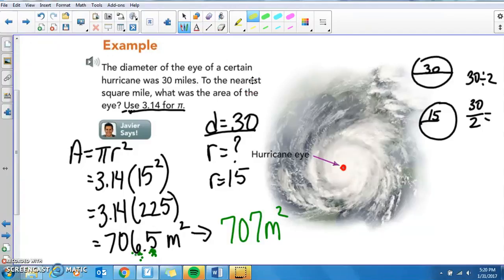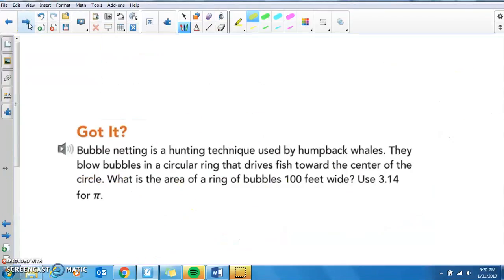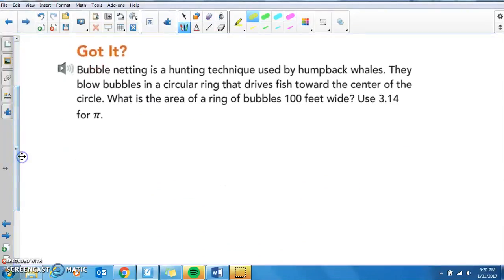So I'm going to let you copy that part down. The diameter is 30 miles. We're going to use 3.14. Here's our formula where we've worked it out. And then what our answer is. And here's the information about converting it. All right, go to another one.